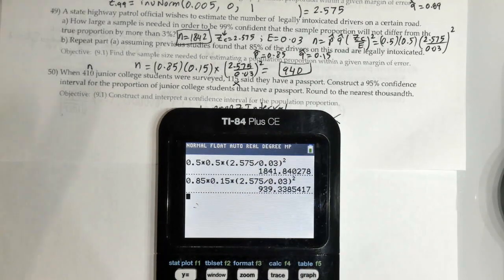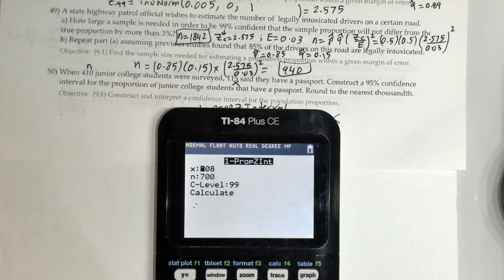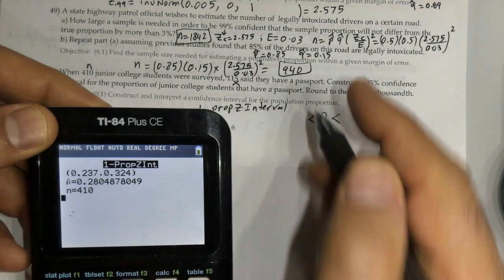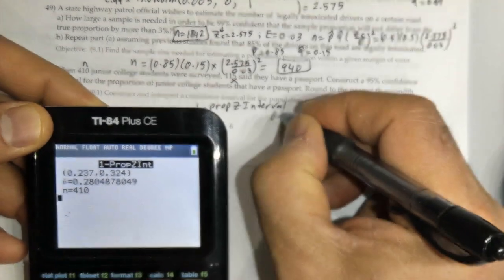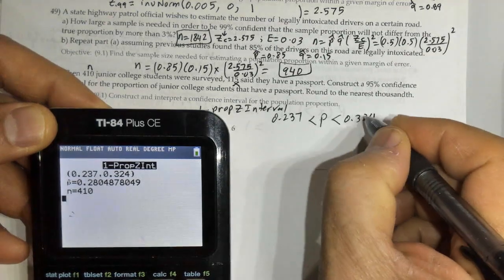So again, how do I go there? Stat, tests, scroll down to letter A, and then x is 115, n is 410, confidence level is 95, calculate. So I got 0.237 and 0.324. How do you interpret this answer?